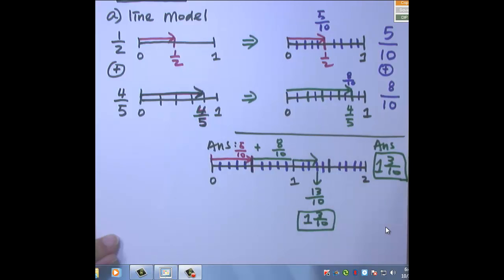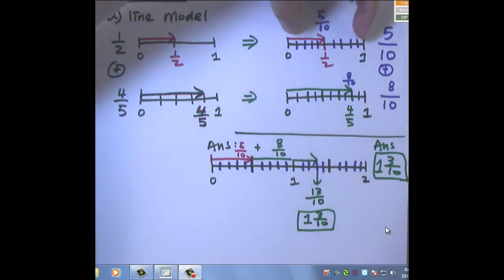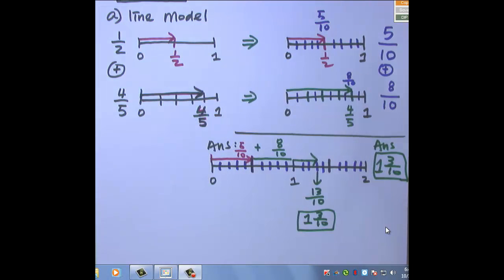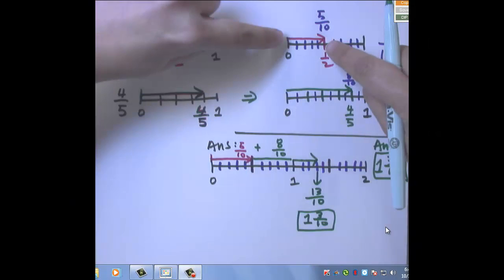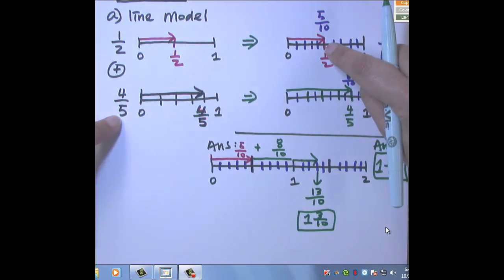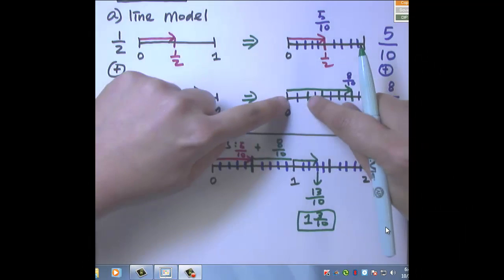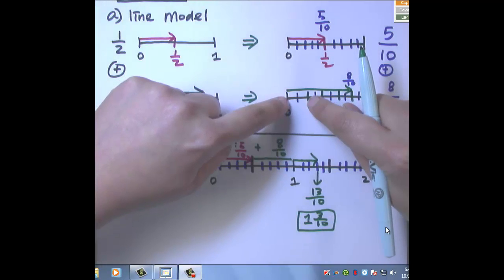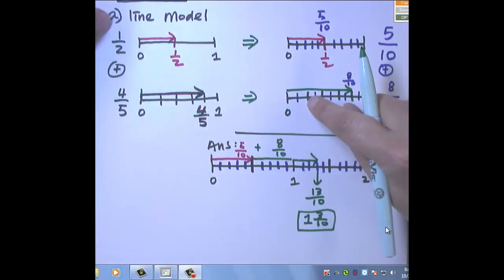So this is the line model. And the key is you need to draw each one about the same length. And you will try to find the equivalent fraction by cutting each unit of the top fraction based on the second denominator. And then each 1 unit equal parts, you will cut it into how many pieces based on the other denominator.